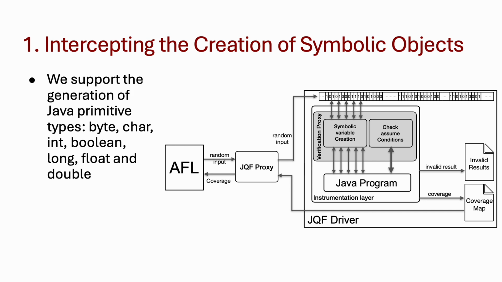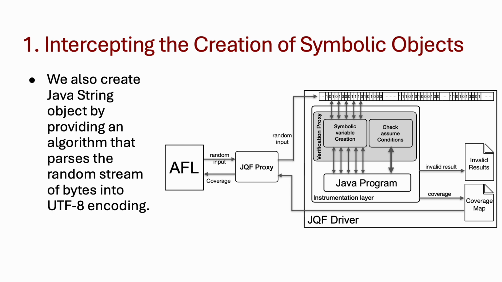We support all Java primitive types, and we use this mechanism to create them. Along with that, we also provide a mechanism to create the Java string object. In fact, in the paper, we provide an algorithm that parses the random stream of bytes into a UTF-8 encoding so that we can increase the likelihood of generating useful strings.